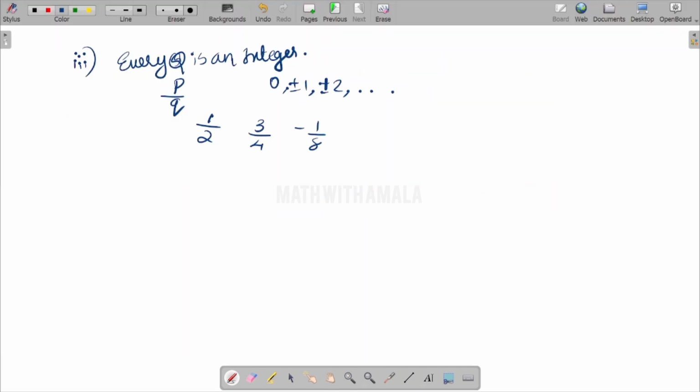The next statement is every rational is an integer. Every Q means it's a rational number. So we have to check whether it is an integer or not. In the rational number set, you have numbers like P by Q. In the integer set, you have 0, plus or minus 1, plus or minus 2, etc. So let's take P by Q equal to 1 by 2 or 3 by 4 or whatever number, like minus 1 by 8. But it is visibly very clear that it is not in the integer set. Hence, it is a false statement.